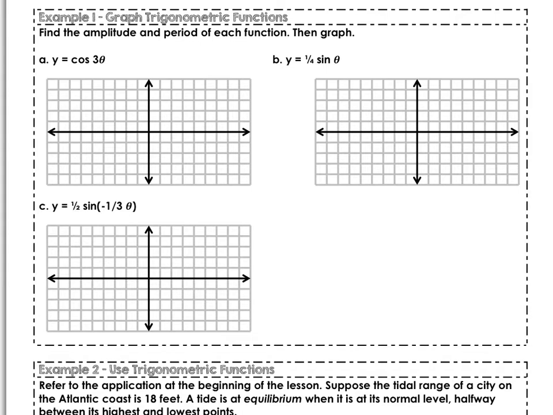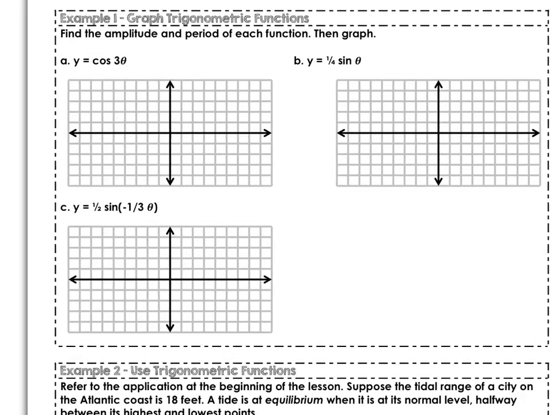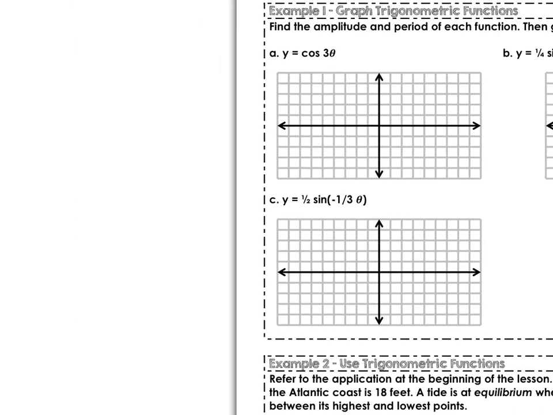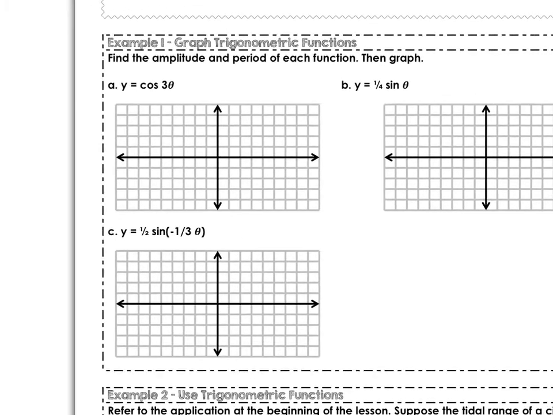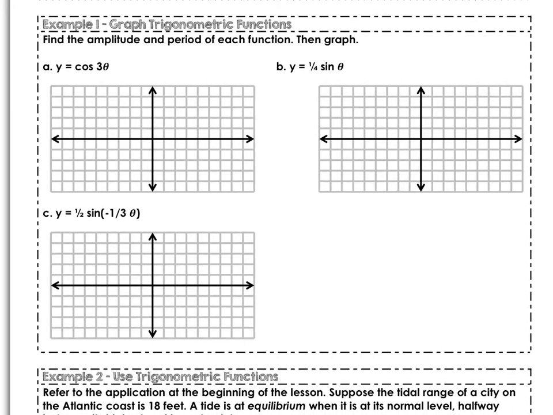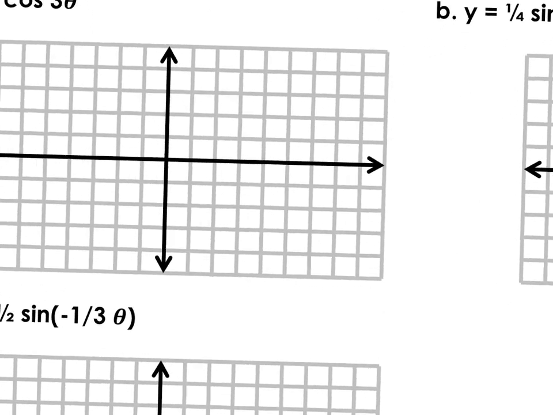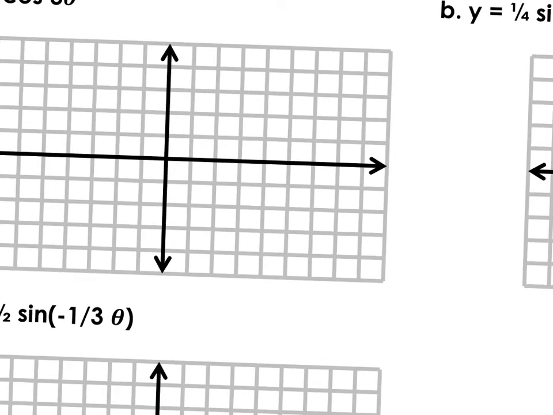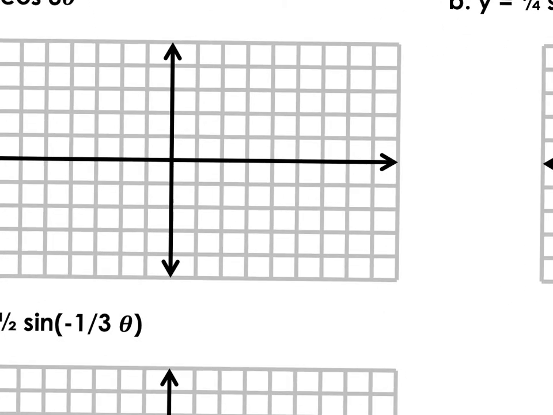So when we're looking at y equals cosine of 3 theta, one of the things to observe is the fact that the 3 is going to be impacting the period of our function, aka how long it takes for the cosine curve to repeat itself, okay? One of the first things I like to do whenever I graph is graph the general shape of my cosine or sine curve, okay?